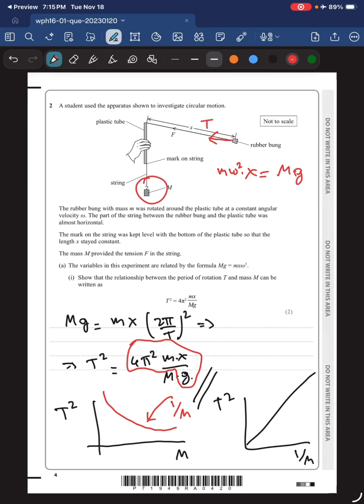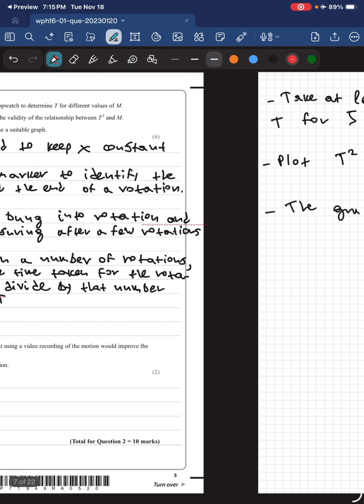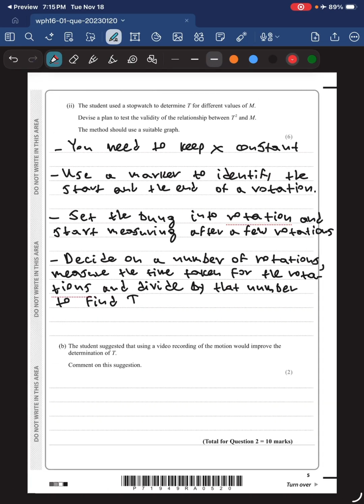So this is the tension from the string, and this tension is equal to this tension over here. So, sorry, the tension is equal to m times g, okay? And that's the idea. All right, wait, there is a part B. I almost skipped it. Okay.